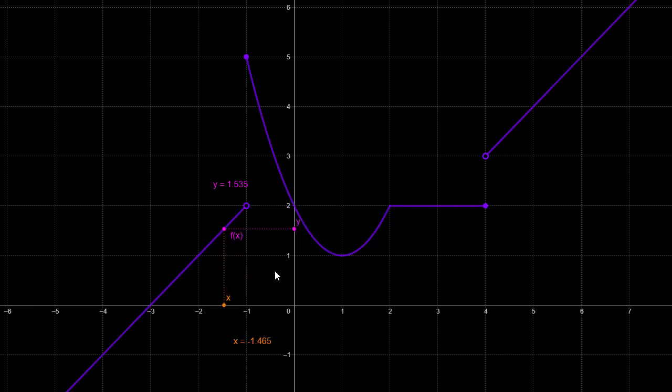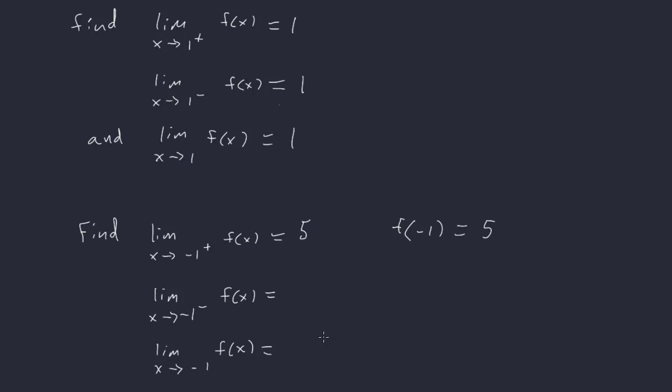Okay, so that open dot, the y value, as we can see here on the y-axis, is getting closer and closer to 2. Okay, so the limit as x goes to -1 from the left is going to be 2. And now this means that the two-sided limit does not exist. Okay, and so this is what we usually write for does not exist.